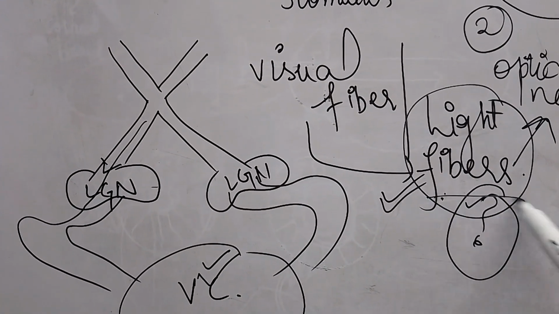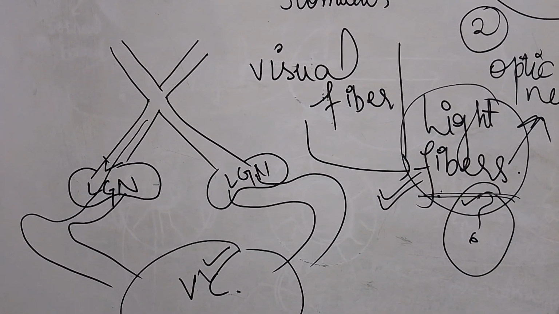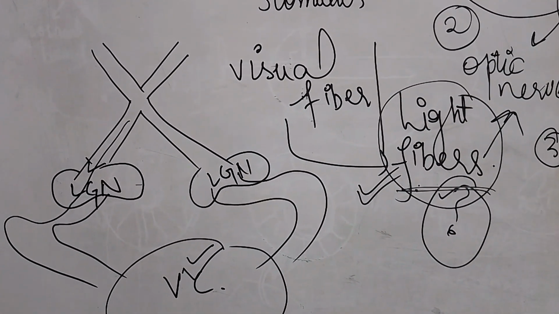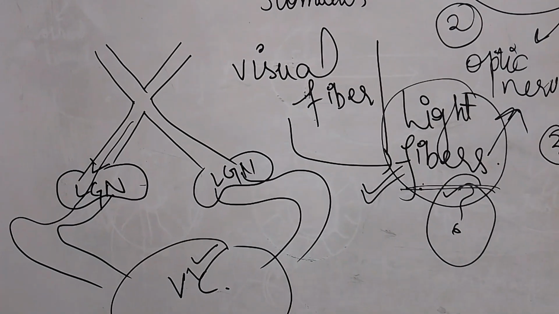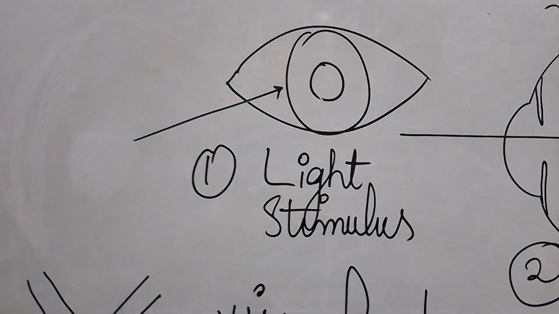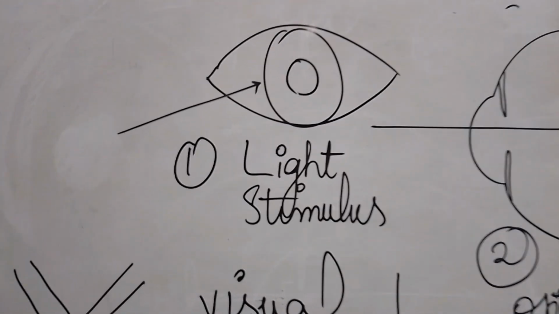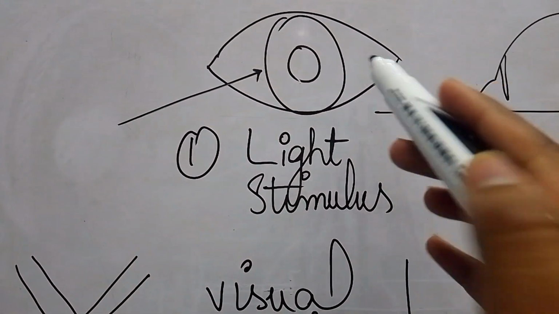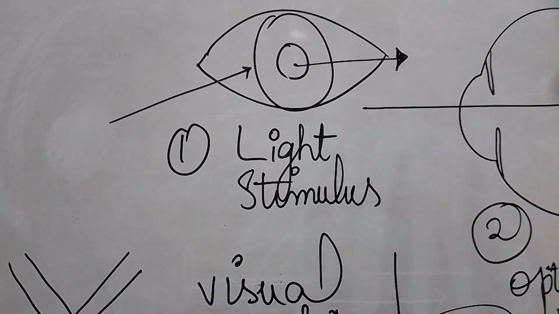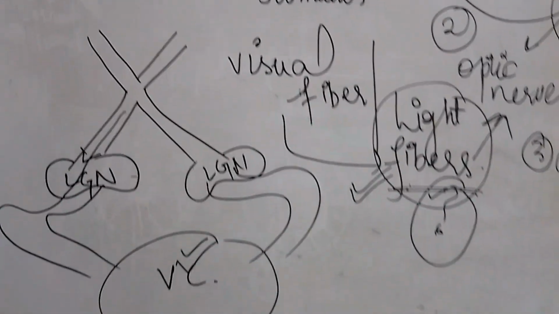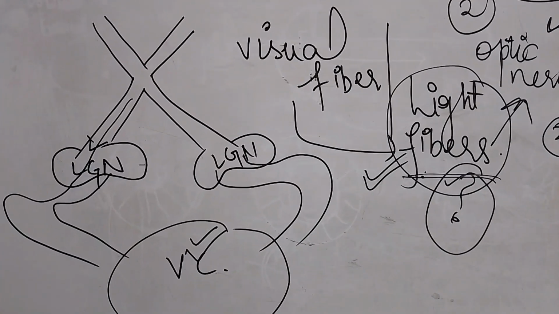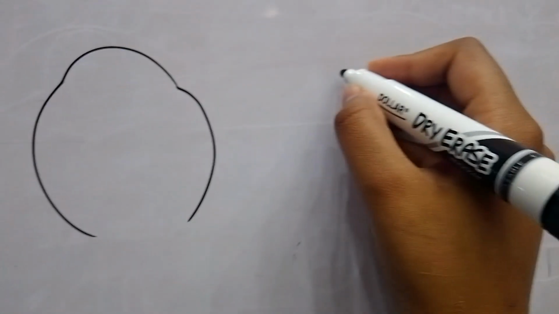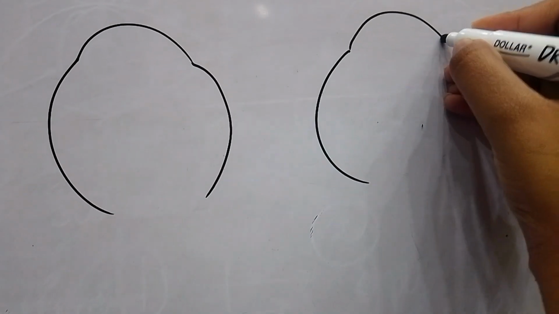Light fibers are those fibers that, when they get innervated, will tell you how much light should be regulated. So they will innervate the muscles of the iris, right? They will tell the muscles of the iris to constrict or relax in order to regulate the amount of light that is entering the pupil, right? So what happens to the light fibers? Over here we have the two eyes, right?